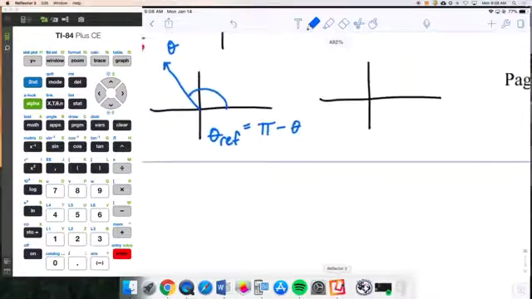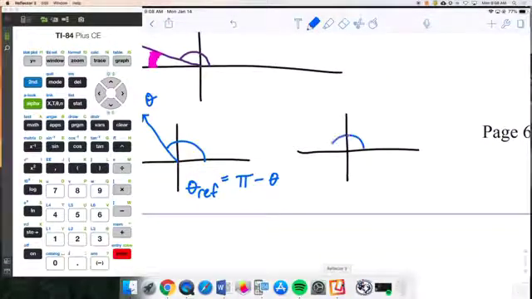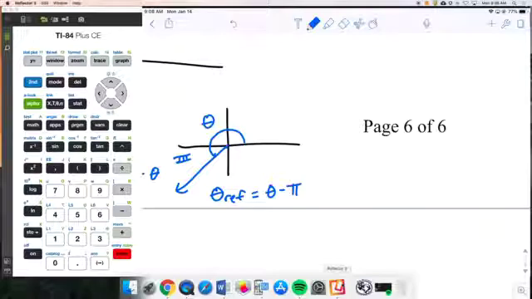All right, so if we land now in quadrant 3, coming around over here, we terminate in quadrant 3. That's theta that gets us there. The reference angle, we've gone past pi now, so it should be theta minus pi. Right? Instead of theta minus 180? Yeah. Okay. And then the last one, page 6 of 6. We're almost done. Just squeeze it in right there.